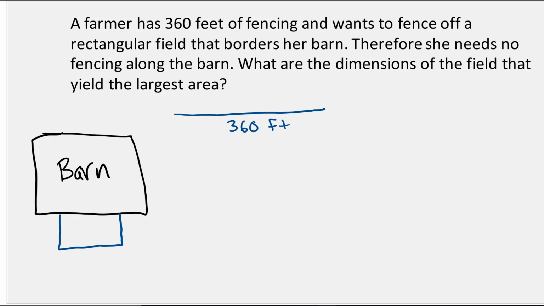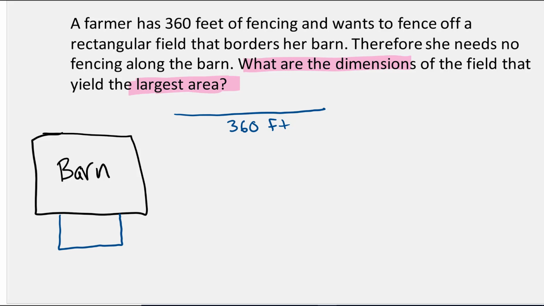Cool. All right, moving on, just trying to make heads or tails of this problem. So a farmer has 360 feet of fencing. We got that down, and wants to fence off a rectangular field that borders her barn. We got that written down. Therefore, she needs some fencing along the barn. Now what's the question asking? What are the dimensions of the field that yield the largest area? So we want the largest area inside of the field. I think that's what it's trying to say.